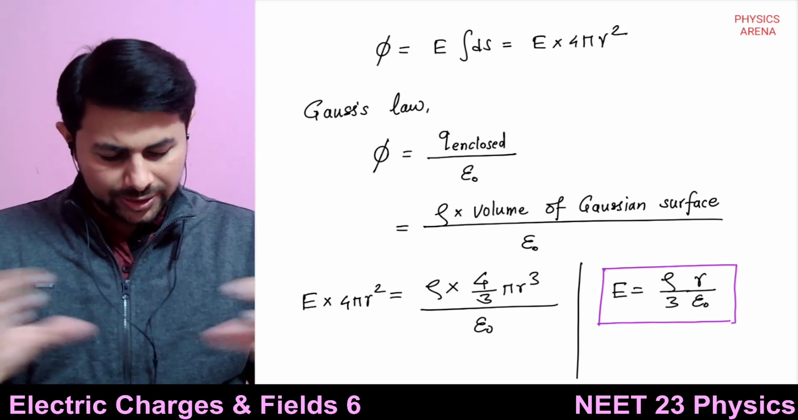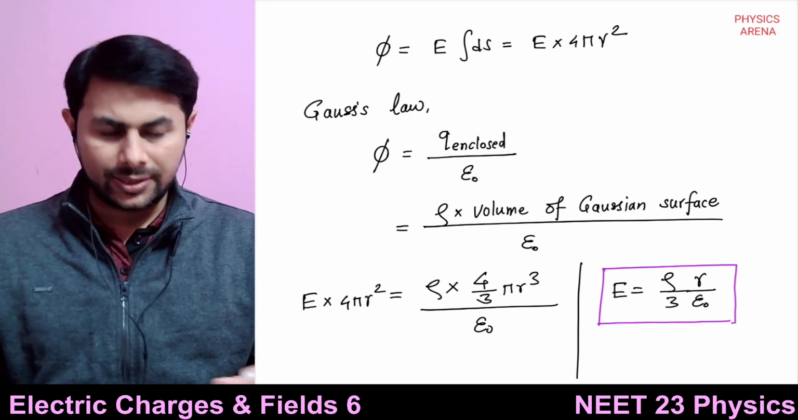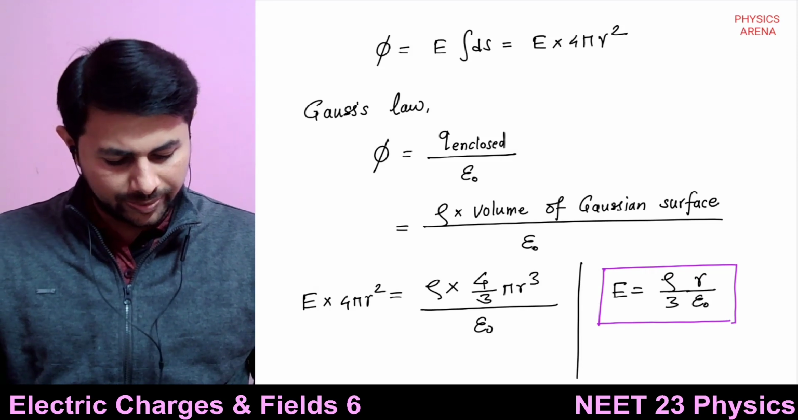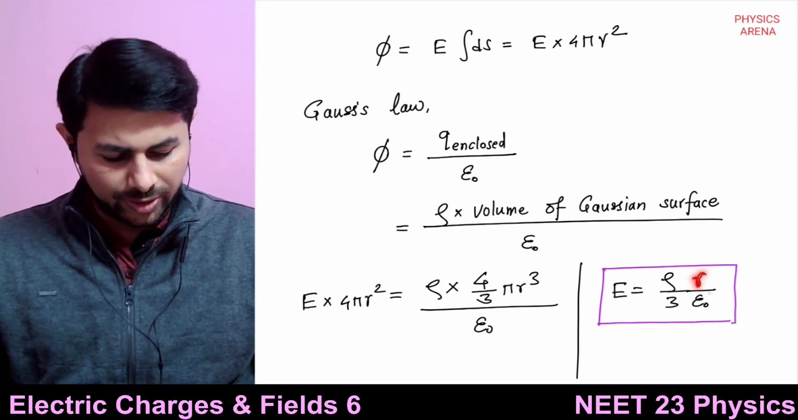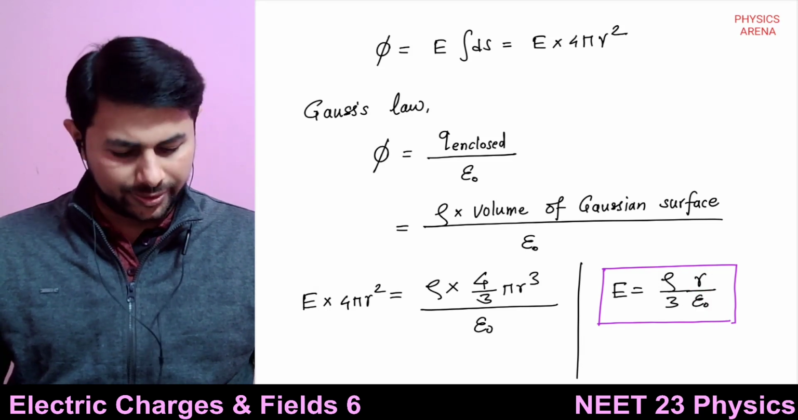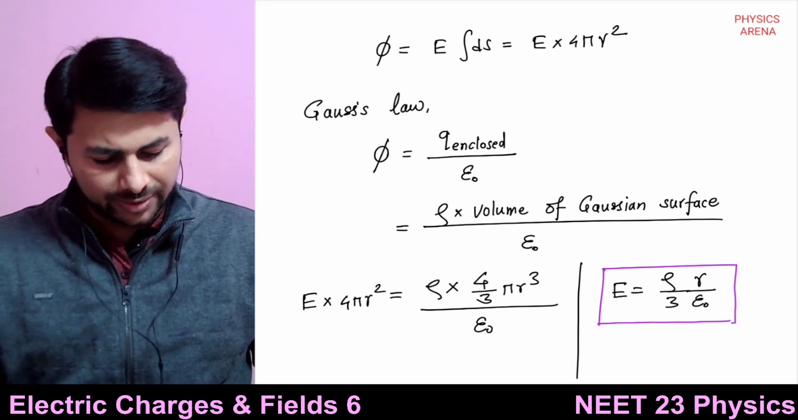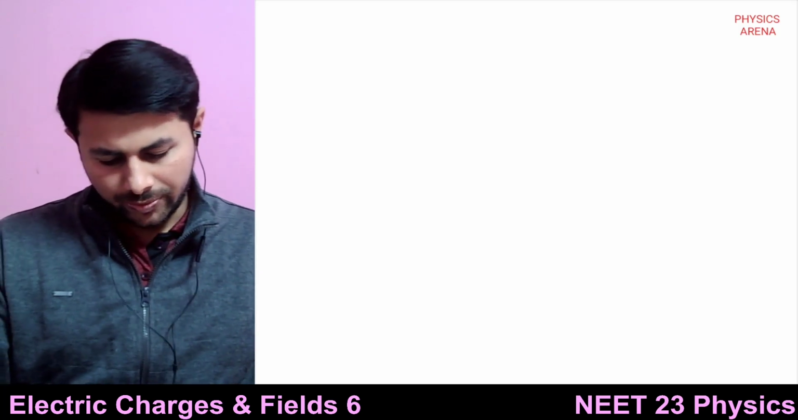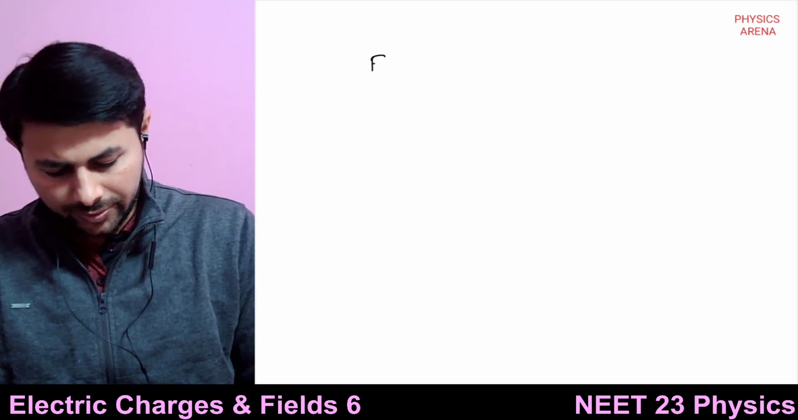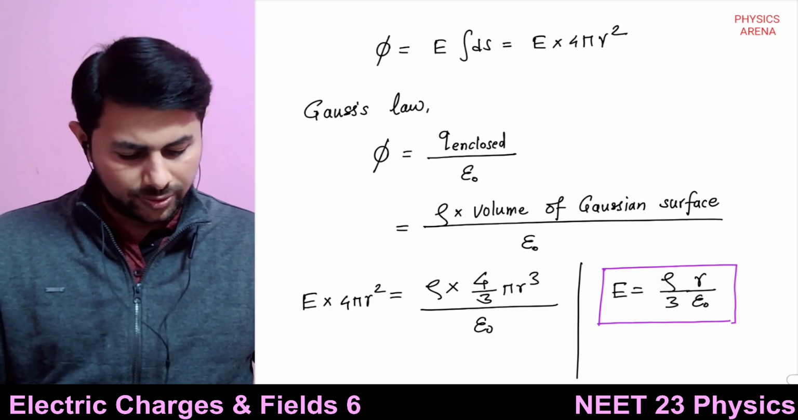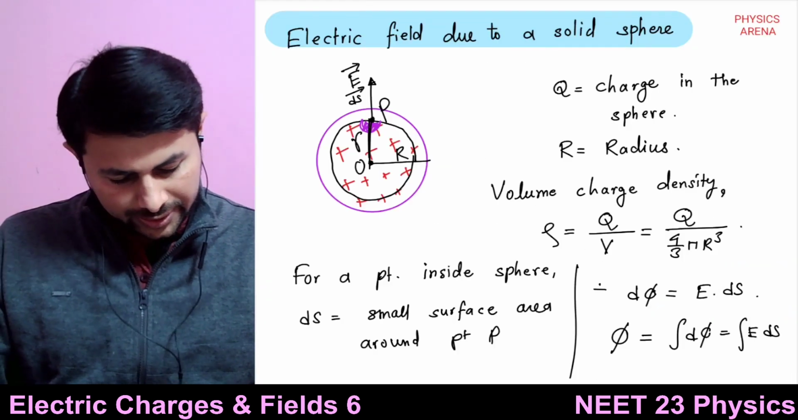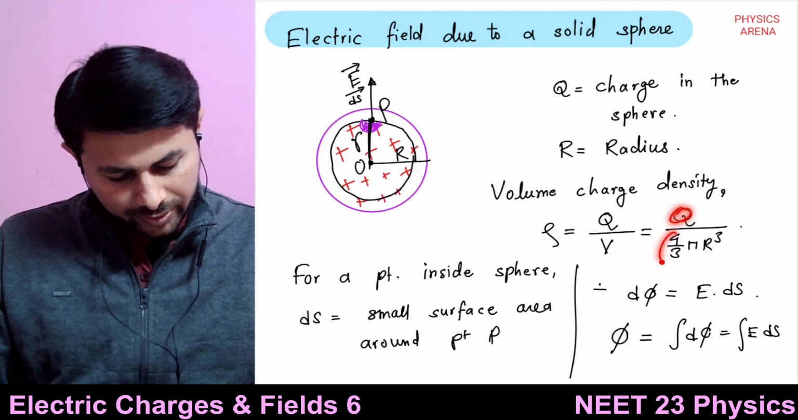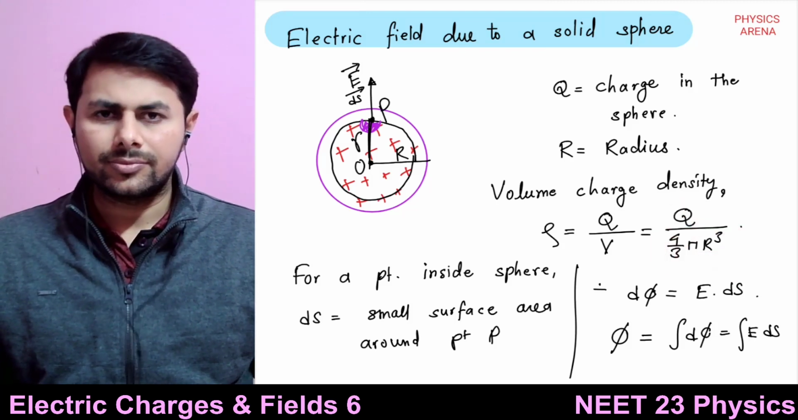So now we considered a point which was inside the Gaussian surface. For that one, E is equal to rho r upon 3 epsilon naught. Now we can substitute the value of rho. So what is rho? Rho is charge divided by the volume, 4 by 3 pi R cube.